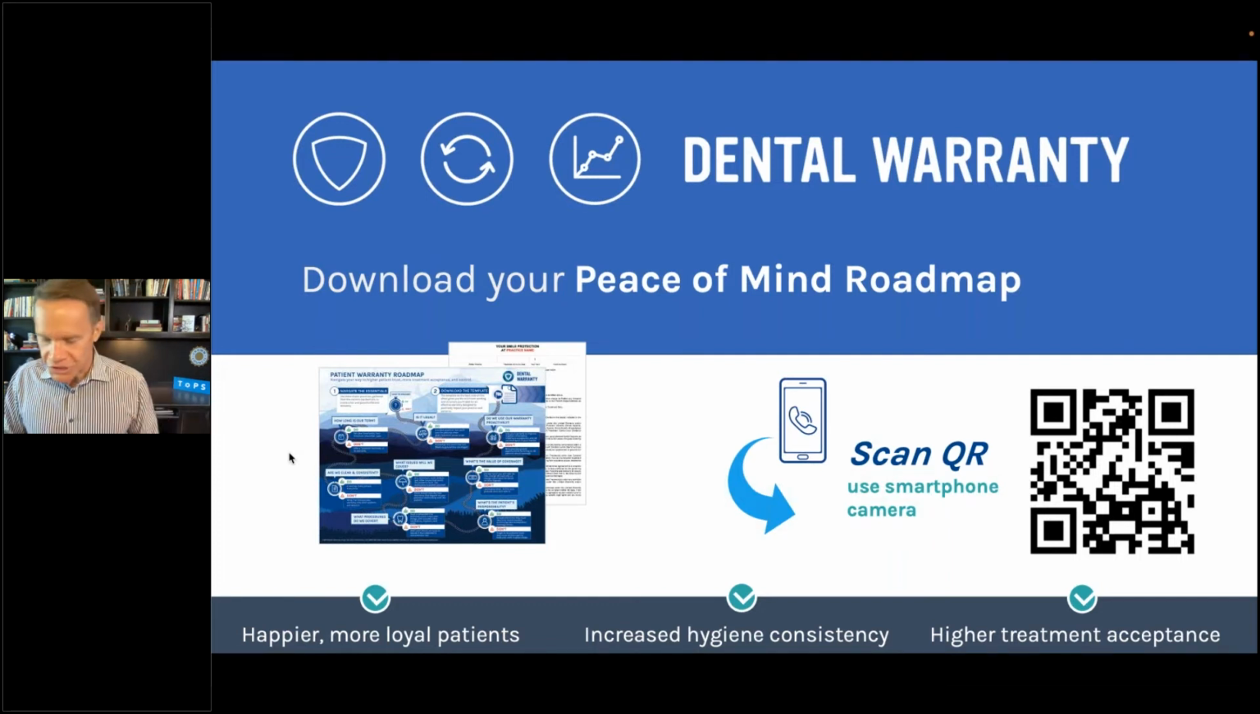So you can scan this QR code, and the dental warranty team will send you the peace of mind roadmap of how you can design a peace of mind program in your practice that gives your patients the confidence in their investment. So that's a recommendation that'll add to your financial arrangement success.